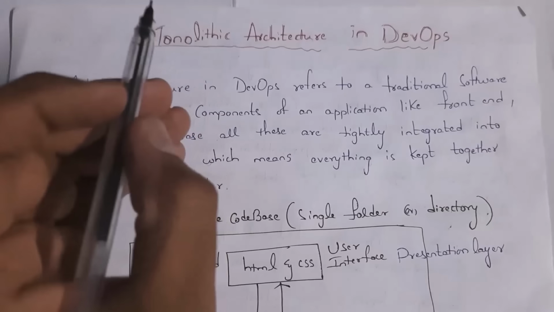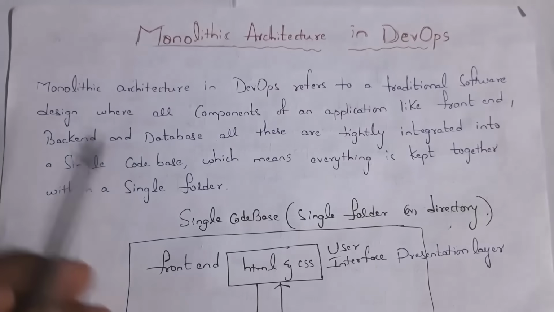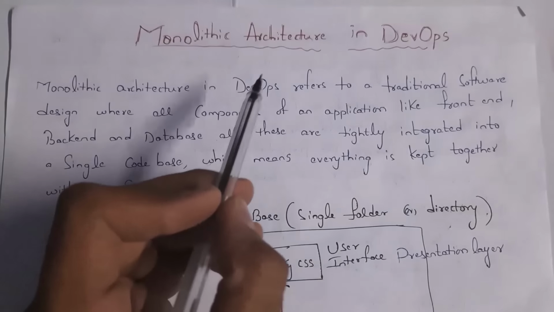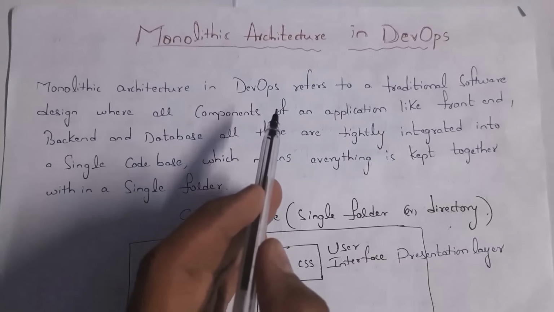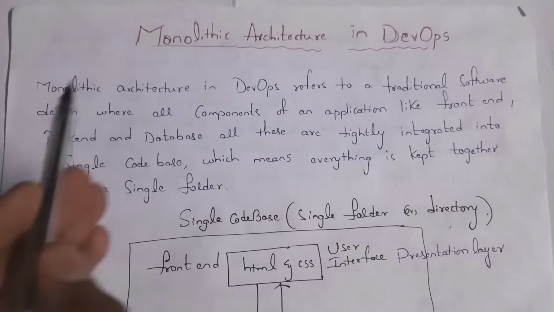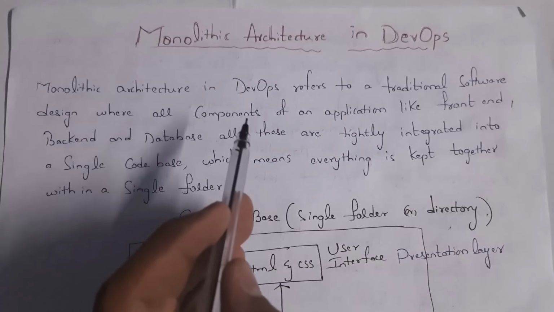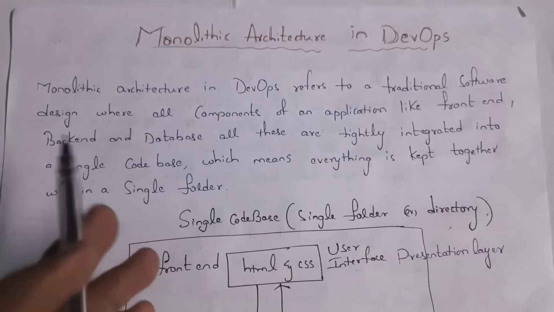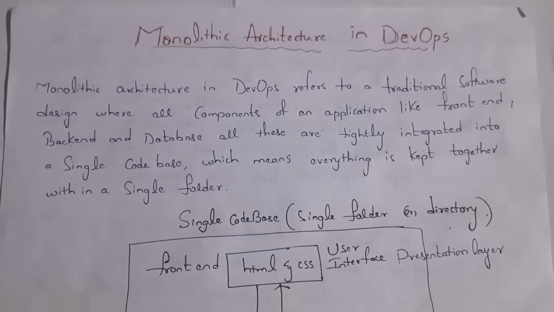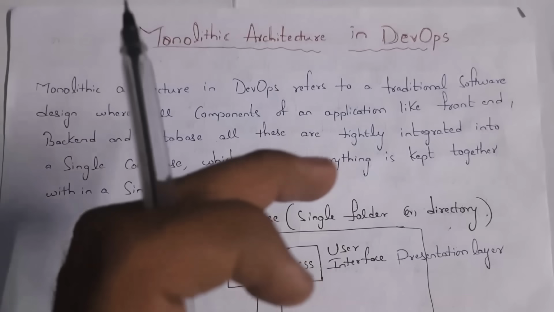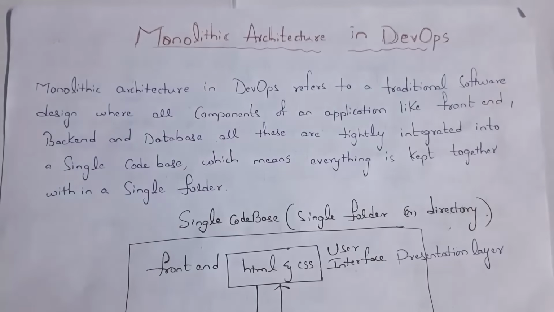Next I will explain monolithic architecture in DevOps. Monolithic architecture in DevOps refers to a traditional software design where all components of an application like front end, back end and database are tightly integrated into a single code base, which means everything is kept together within a single folder. Guys, I will give one example so that you can clearly understand this definition.